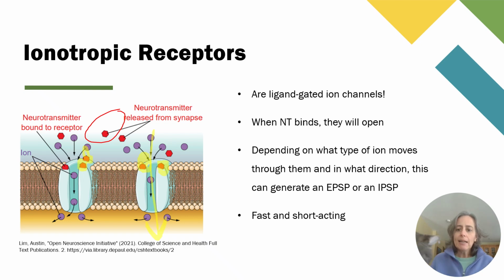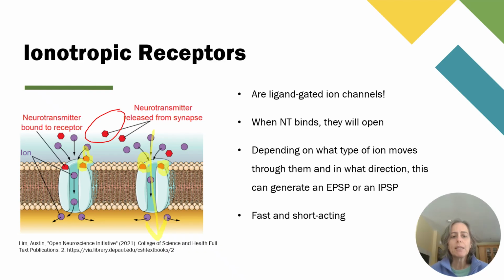Depending on what type of ion channel it is, what type of ion is moving, and in what direction, it's either going to move the postsynaptic cell closer to threshold or farther away from threshold. So it's either going to be an EPSP or an IPSP, right? Then the summation and all those things will affect whether that neuron sends a signal by firing its own action potential.